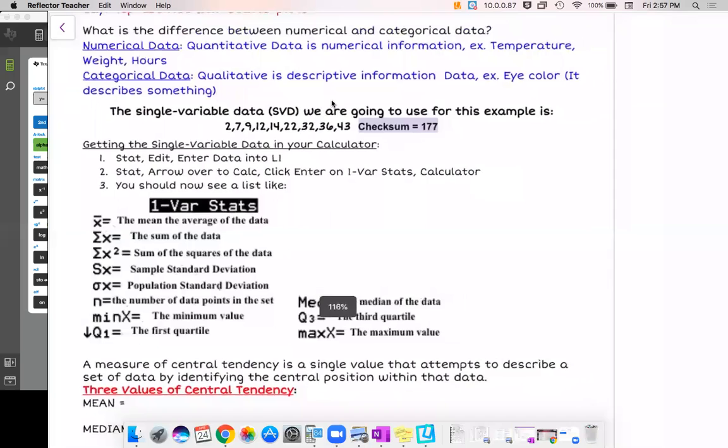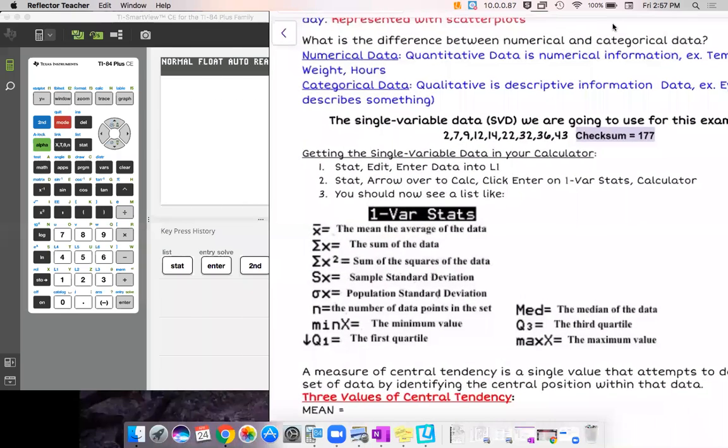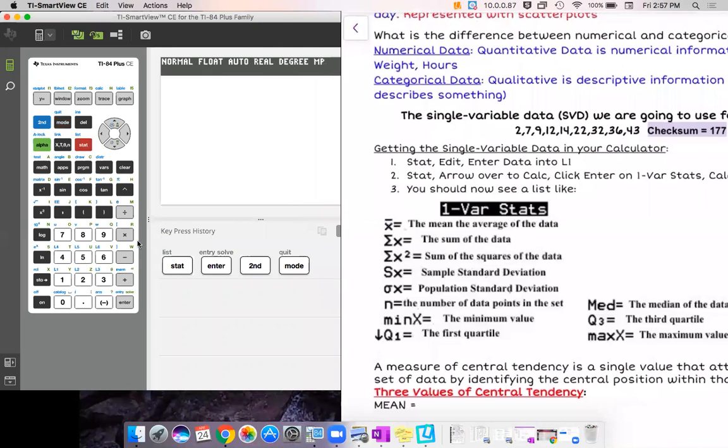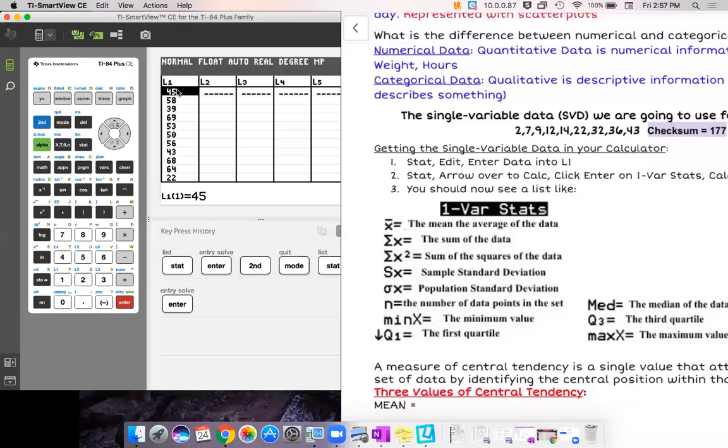So what we're going to do is go over to our calculators over here. I'm going to show you guys how to enter this in and get the data. So you're going to first click the stat button. You're going to click enter right here. And then I already have stuff in my L1 list, so I'm going to clear it. So you arrow up where this black box is highlighting here, and then you click clear, enter, and it clears your whole list. And now I'm going to go ahead and type all of this in.